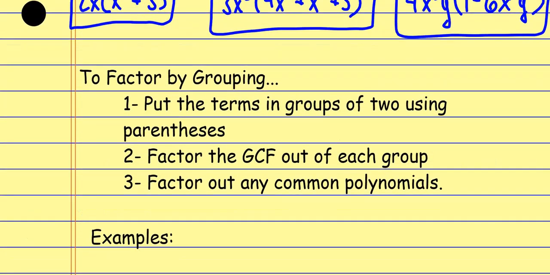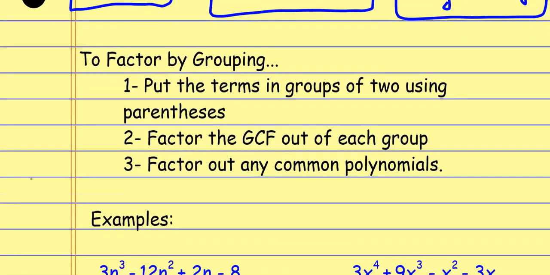And then we upgrade to factoring by grouping, which is essentially just doing the greatest common factor twice. So factoring by grouping is where we put the terms in groups of 2 using parentheses. So I put them all in groups of 2. Then I factor out the greatest common factor from each group. I essentially do what I did in the previous 3 examples, but I do it twice. I do it with each of the groups that I've created. And then I factor out any common polynomials. I look for big chunks that are the same, and I take them out.